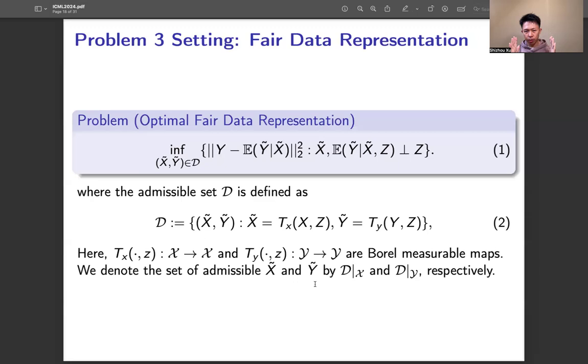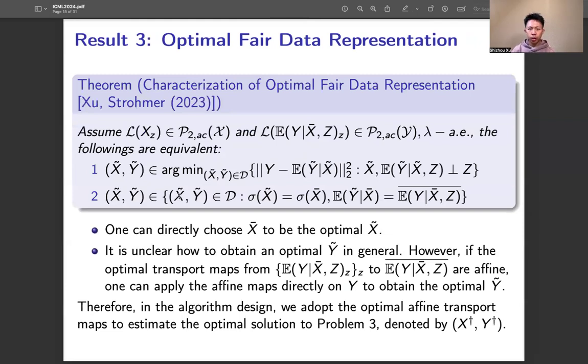So now, putting everything together, we have this optimal fair data representation optimization problem. And this admissible set essentially requires the x tilde y tilde to be measurable with respect to the original data, so it has its roots in the original data. Our third main result provides a characterization of the optimal solution of problem 3. Essentially, it tells us that for the optimal choice of x tilde, we can just choose x bar, which is the Wasserstein barycenter of the sensitive groups on the independent variable x. This sigma just means how much information is contained by this random variable.